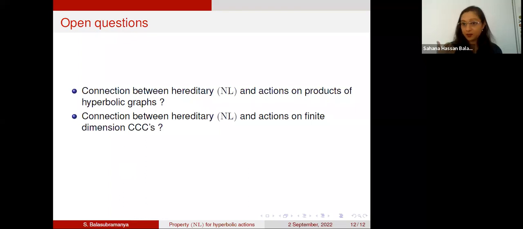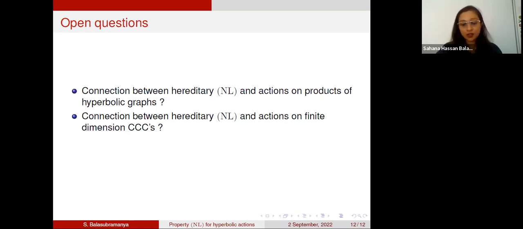And it'll be interesting to understand where this property of being hereditary NL fits in the large picture, because you could think of being hereditary NL as a fixed point property in the following sense: either the orbit is bounded, which is the elliptic case, or in the case of the parabolic action, there's a unique fixed point on the boundary of your hyperbolic space. So it is a kind of fixed point property. So it would be interesting to understand that connection.